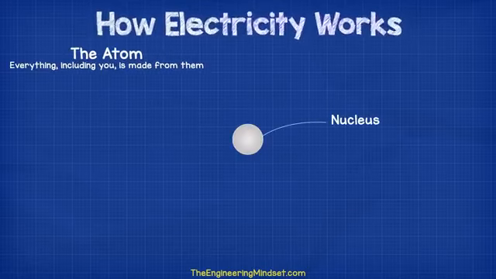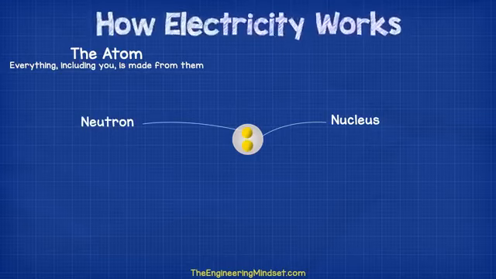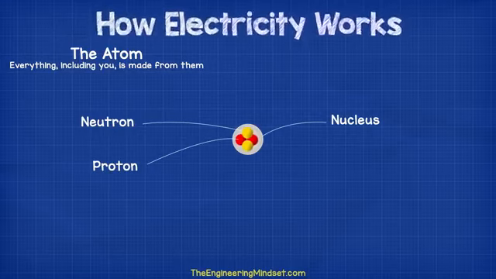The atoms are made from three particles, two of which are found inside the nucleus, and the third particle sits outside this. At the center of the atom we have the nucleus. Inside the nucleus we have the neutrons, which have no charge, and we also have the protons, which are positively charged. The neutrons and the protons are much heavier than the electrons, so these will stay within the nucleus.